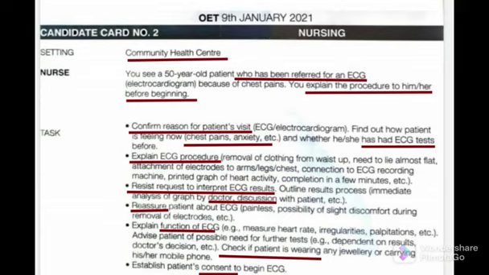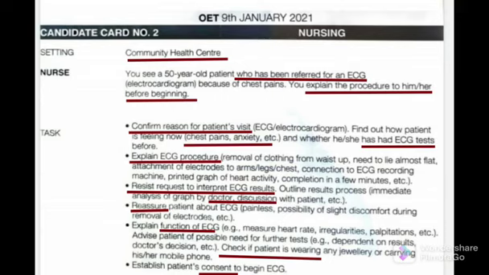Then the next one, explain the ECG procedure. You can just underline the ECG procedure. That's enough. Then removal of clothing from the waist up, need to lie almost flat, attachment of electrodes to arms or legs and chest, connection to the ECG recording machine, printed graph of heart activity. Everything comes under the procedure. Then completion in a few minutes. Okay, that's fine.